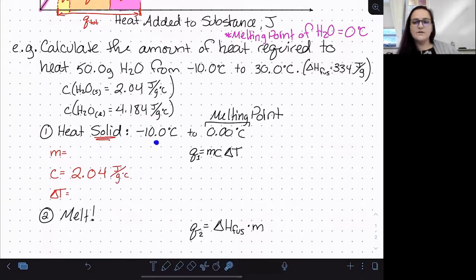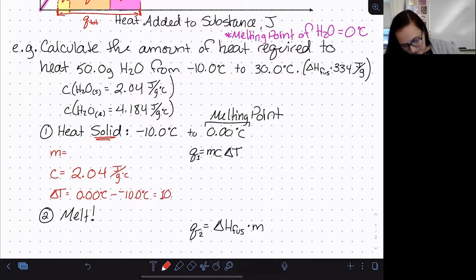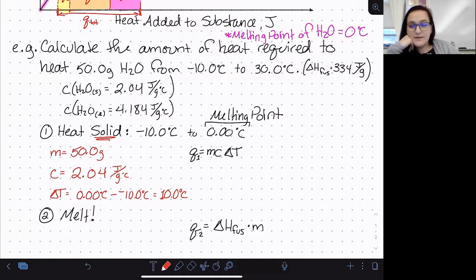The temperature range at which we are solid is -10 to 0. Remember, always doing final minus initial. Delta T is going to be 0 degrees minus -10 degrees, which gets us a change in temperature of +10 degrees Celsius. And the mass was given to us in the problem as 50 grams. So that's going to stay constant throughout. It's 50 grams of water that we're heating the entire time.